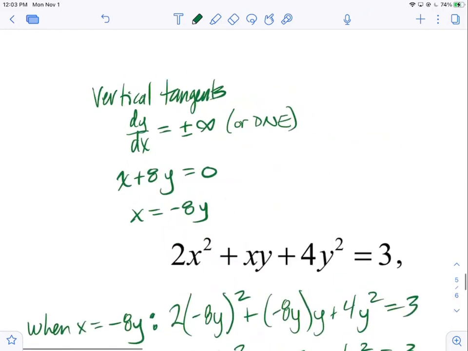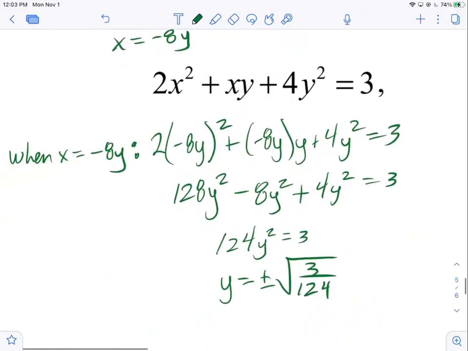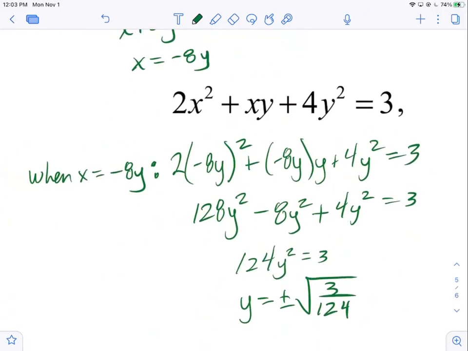So now you take the original equation that was given and you plug that in. So when x equals negative 8y, you plug it in, so you get 2 times, and here's where the algebra gets kind of ugly. X and x both become negative 8y. They all turn into y squareds. This is minus 8y. Don't forget, negative 8 squared is positive 64 times 2 is 128. Minus 8 and then plus 4.